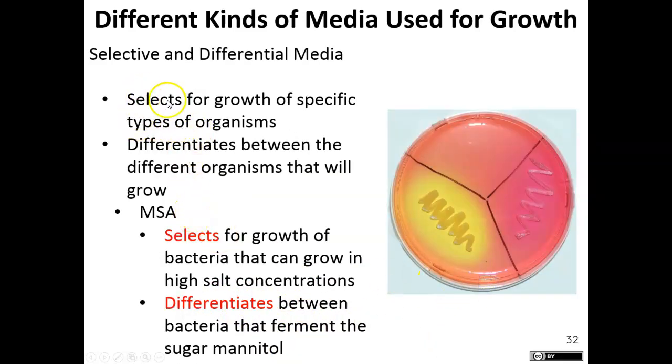Then we have selective and differential media that we use. If it's both selective and differential, we always look at the selective first and then the differentiation. So MSA, mannitol salt agar, this is a selective media that allows for the growth of halotolerant organisms. So first it selects for halotolerance. And then if you grow, it separates you based on your ability to utilize mannitol. So it selects for halotolerance and then separates based on mannitol usage. Here's a mannitol user, here's a non-user.